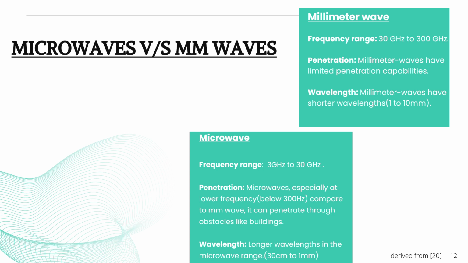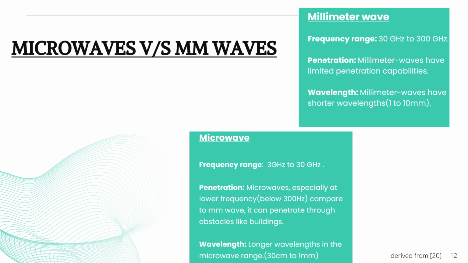Next is the basic comparison between microwaves and millimeter waves. Both waves exist. According to the comparison, the millimeter wave has a high frequency range from 30 gigahertz to 300 gigahertz, but compared to that, microwaves have a low frequency range from 3 gigahertz to 30 gigahertz. Moving to penetration capabilities, the millimeter wave has limited penetration capabilities because it cannot penetrate through solid or non-solid obstacles.